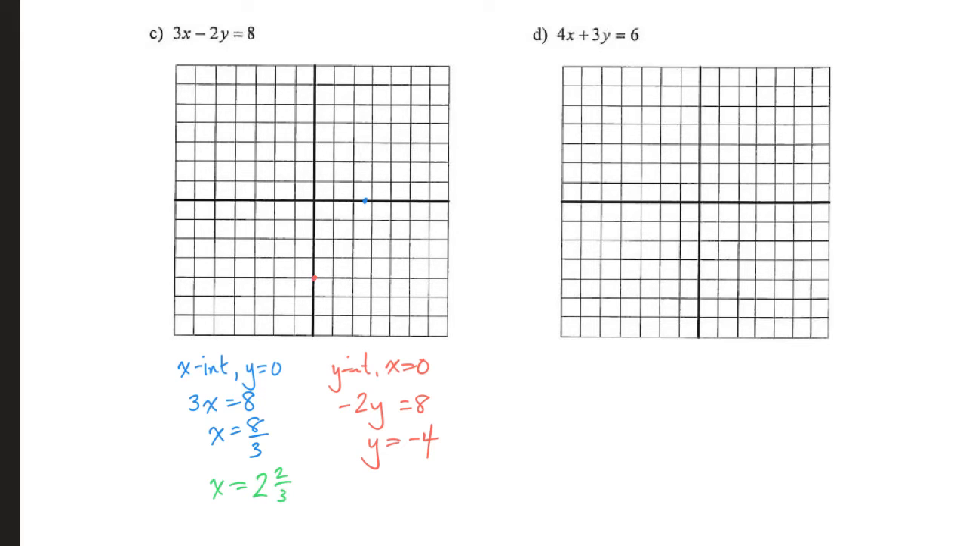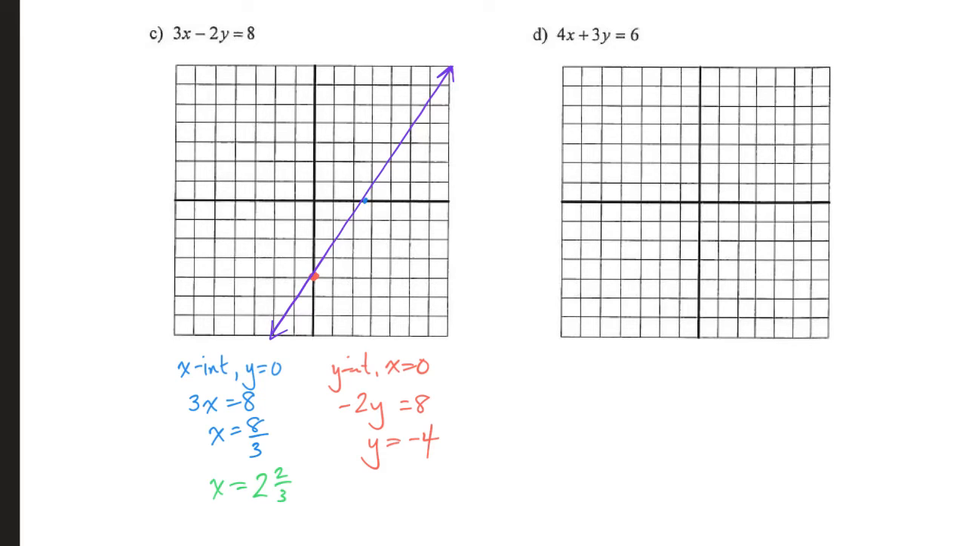Plot your point at a y value of -4, and now we can go through and use our straight edge. My straight edge doesn't always look so straight on the iPad. Yours will look so much better. And there we go. Okay, hopefully that matches up and we start to feel a little more confident with being able to graph by intercepts.